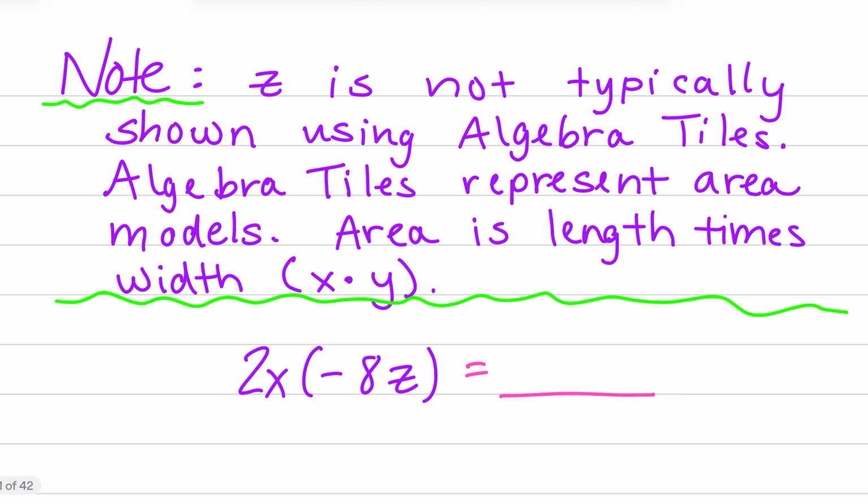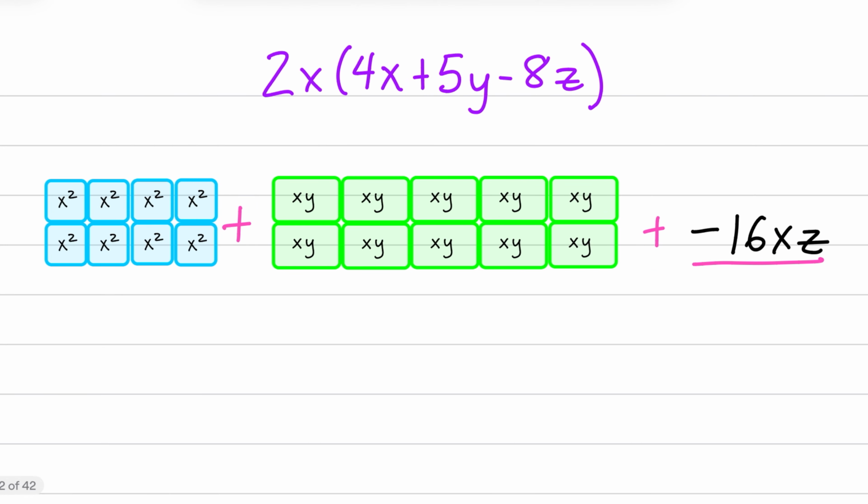Z is not typically shown using algebra tiles. Algebra tiles represent area models. Area is length times width, so x times y. So for 2x times the quantity negative 8z, we're just going to multiply to get negative 16xz. Now let's put it all together.